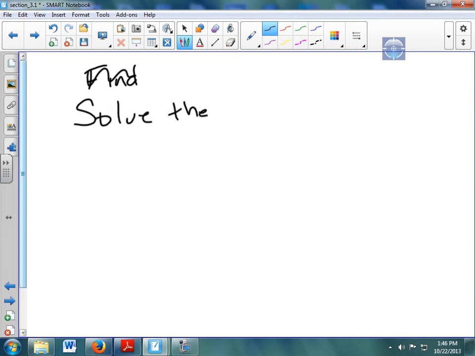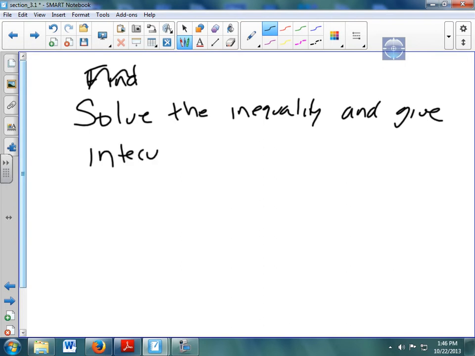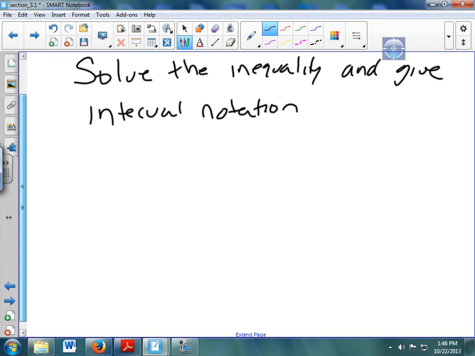Solve the inequality and give interval notation. Okay, that's what you're going to see on worksheets or quizzes or tests. That terminology. So let's do one. Let's just jump right into the fun.